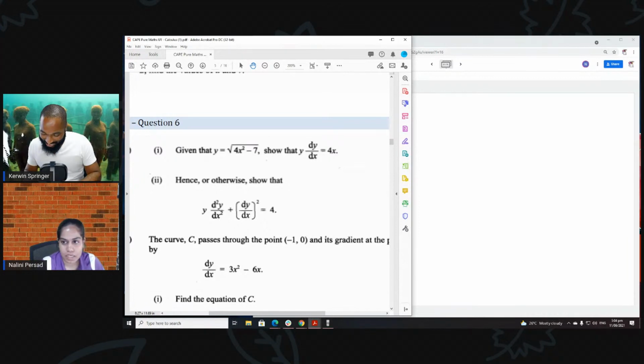So 6 part A, part I, we're given that y is equal to the root of 4x squared minus 7, and we need to show that y dy dx is equal to 4x. So let's first find dy dx. Let's use the substitution. Let u be equal to 4x squared minus 7. du dx, so we're going to differentiate u with respect to x. 4x squared will get 2 by 4, 8x, and the constants go away.